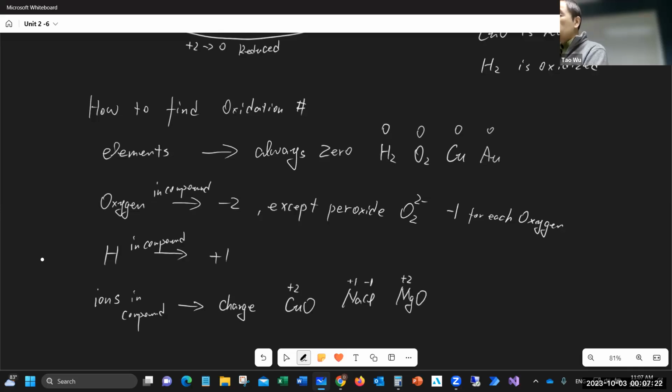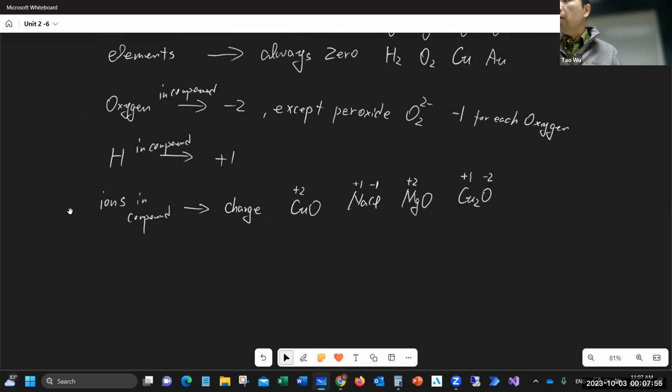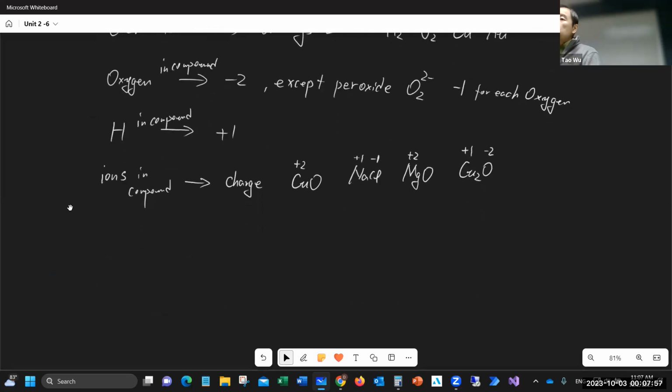Okay, and if you're talking about copper(I) oxide, this is copper(I) oxide, which means each copper is +1 over here. The oxidation number of copper is +1, and the oxygen is -2. Okay, so for the elements in an ionic compound, the oxidation number is just equal to their charge. Whatever the charge is for these metals or anions, that's going to be equal to their oxidation number. Okay, so those are the rules.